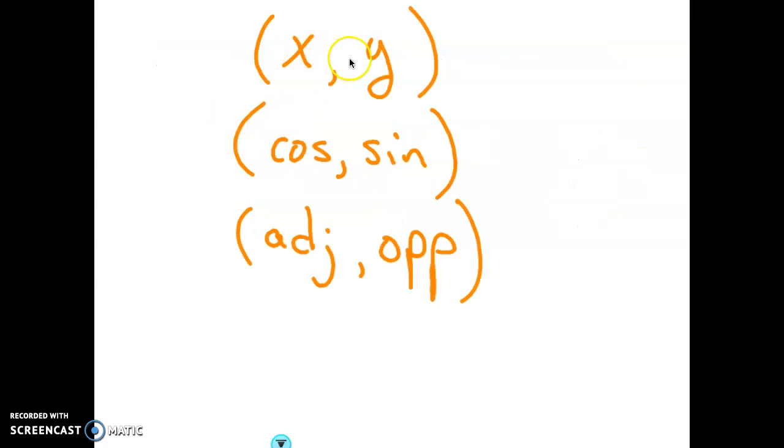Also know that x comes before y in our ordered pair when we go to our Cartesian plane. Cosine, sine. C comes before s. Cosine means the adjacent. Adjacent comes before opposite. Sine is the opposite side, the y values. Cosine is the adjacent side, the x values.